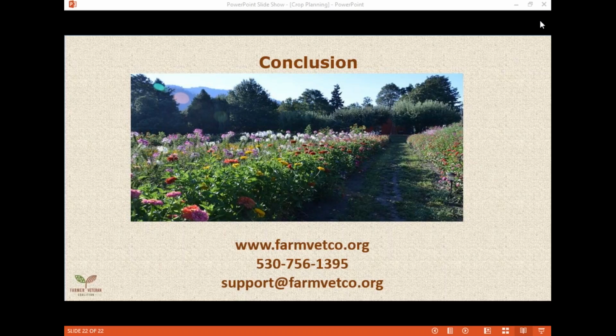The cover crops are absolutely essential form of fertilizer. There's no other form of fertilizer that's going to be more important to vegetable production than cover cropping.